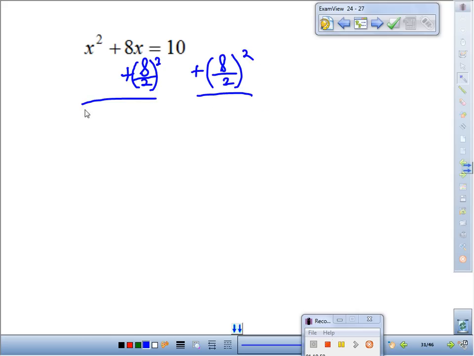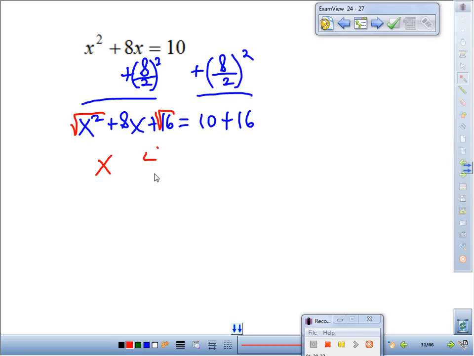We're left with x squared plus 8x. What is 8 divided by 2? 4. What is 4 squared? 16. And this is 10 plus 16. Are we there so far? Now, we need to factor this. We can either use the Power Rangers or we can use the shortcut, right? Square root of the first, x. Square root of the last, 4. What is the sign of the middle term? Plus. So this is x plus 4 squared. And this is 26. So far, so good?